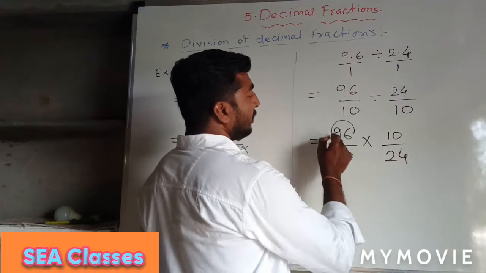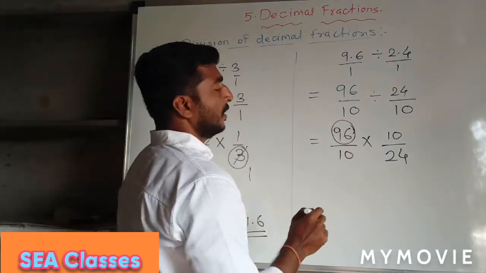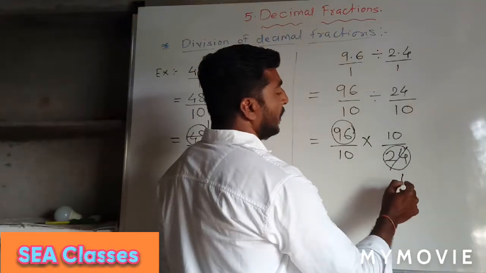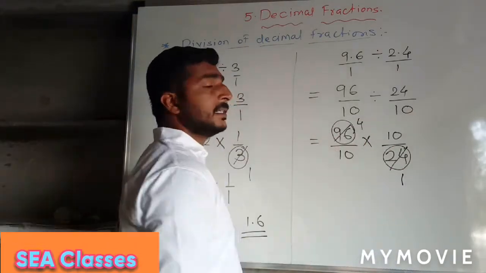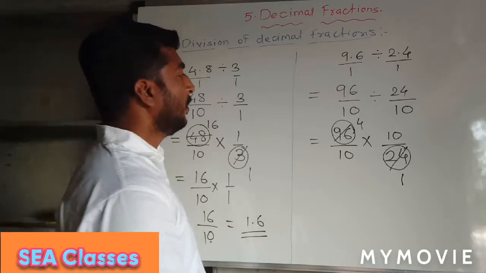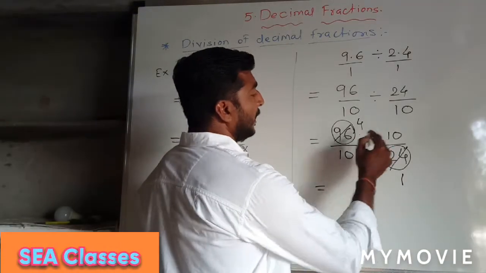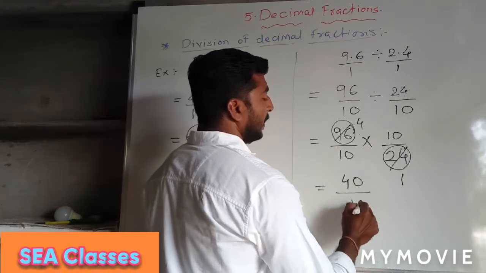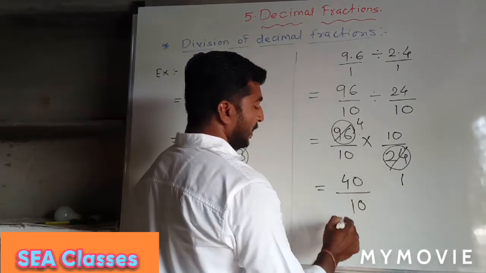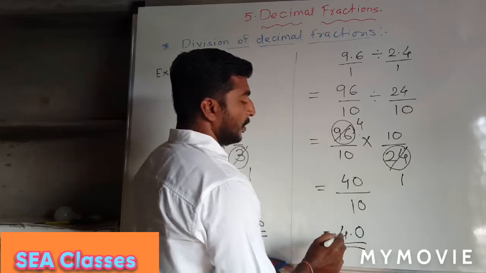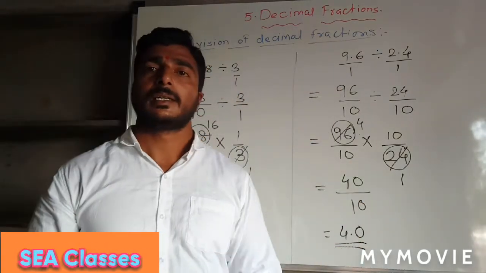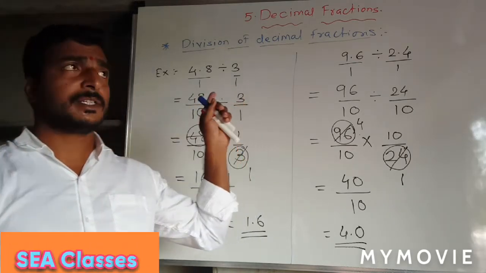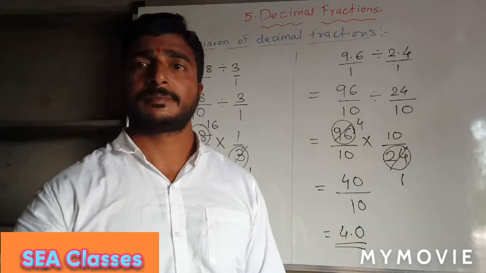Now you can see there is a 96 in the numerator and 24 in the denominator, and you know that 24 ones are 24 and 24 fours are 96. Now what is remaining in the numerator? There is a 4 and 10. So 4 tens are 40, and in the denominator 10 ones are 10, and just leave one digit and put the decimal. So it will be 4.0. So this will be the answer of the given division of decimal fractions. In this way you have to do the operation of division of decimal fractions.